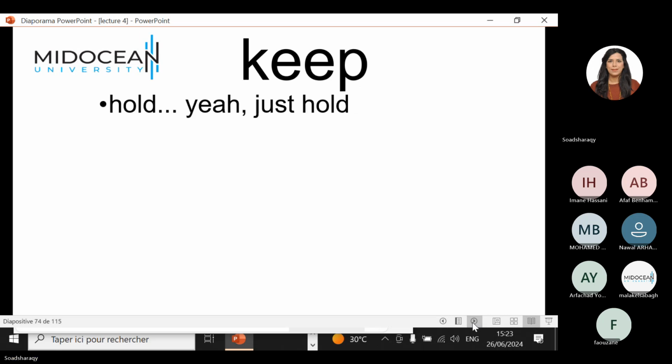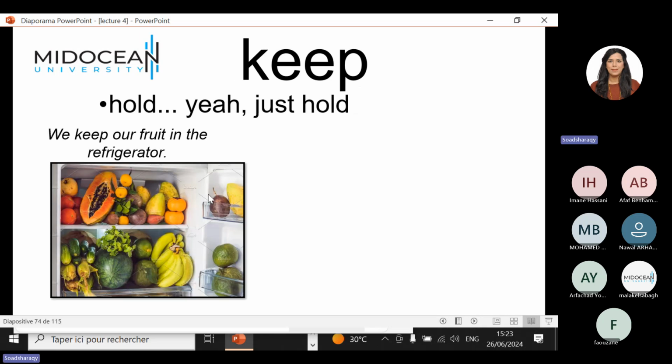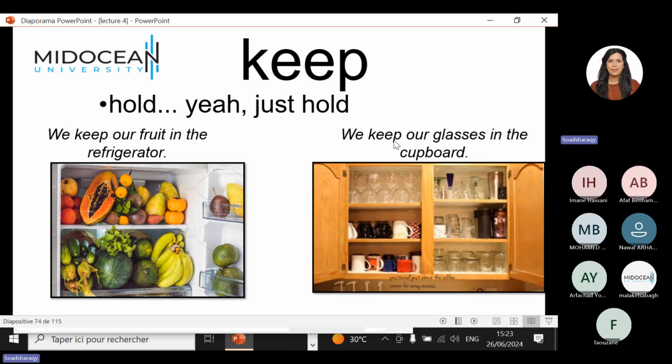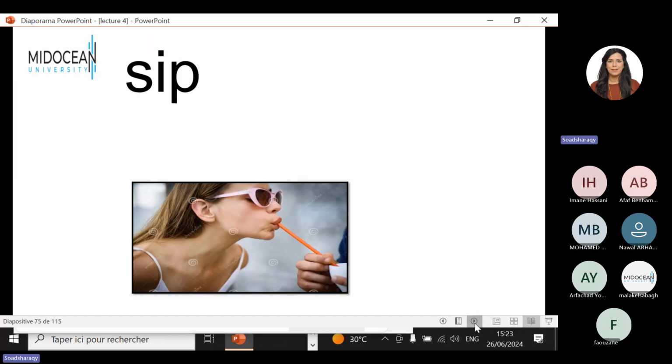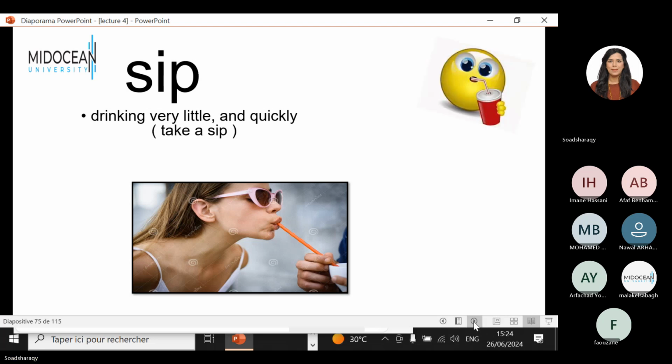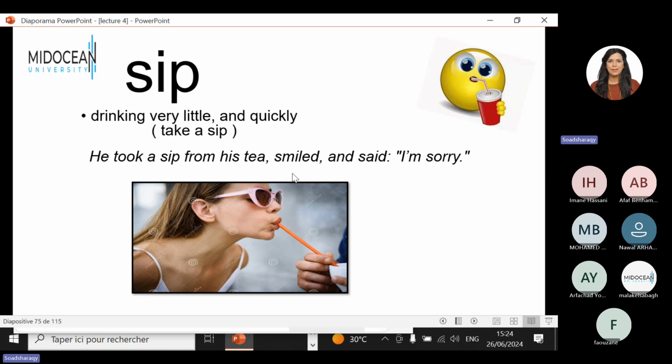Keep. Hold. We keep our fruit in the refrigerator, okay? Or we keep our glasses in the cupboard. Verb to sip means drinking very little and quickly. Take a sip. He took a sip from his tea, smiled and said, I'm sorry.